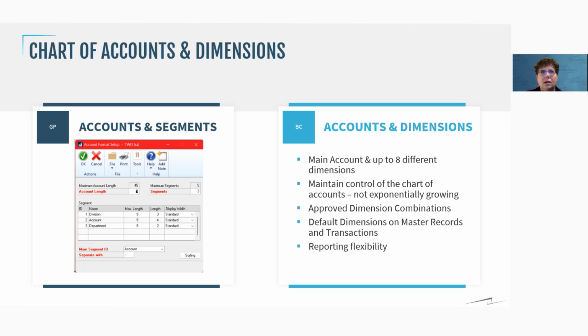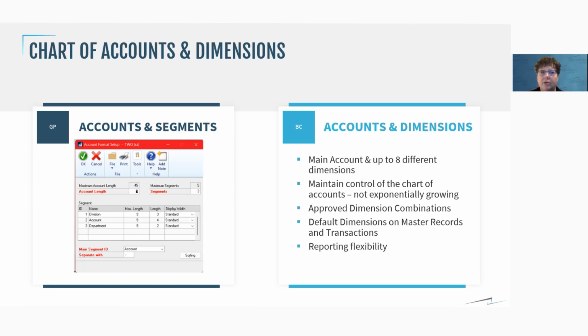When you add a new department or a new division, you have to go through and exponentially grow your chart of accounts to include the correct combinations of either that new department or dimension, or if you even add just another account number. Typically, that impacts your revenue and expense accounts or your P&L accounts, but it can impact your balance sheet accounts as well. In Business Central, the chart of accounts is based on the concept of accounts and dimensions.